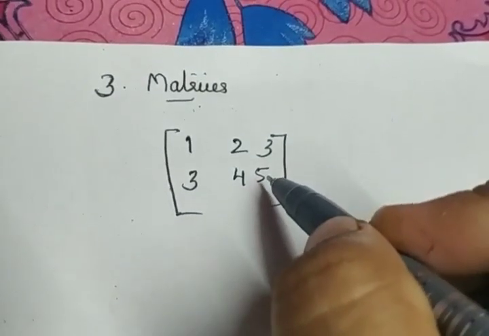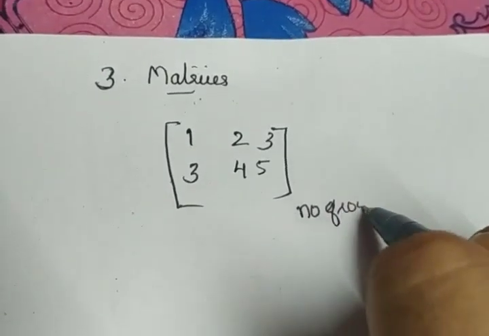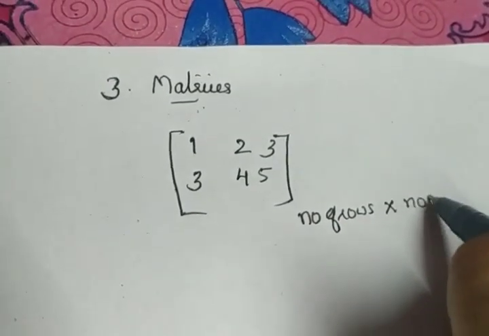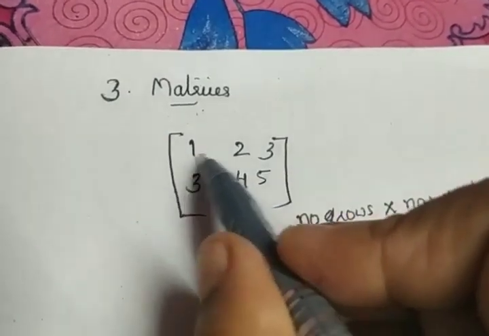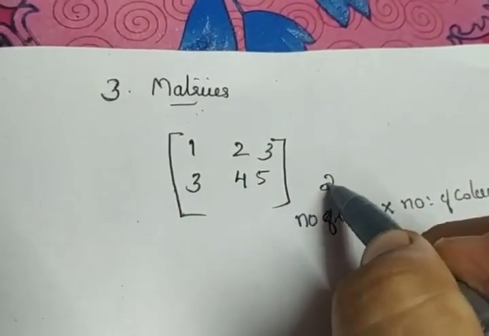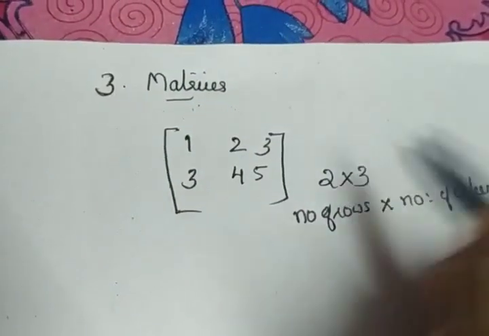It has an order. How will we say the order? The order we will say as number of rows into number of columns, and we will read it as number of rows by number of columns. How many rows are there in this matrix? 2. But what about the number of columns? 1, 2, 3. So this was the order of the matrix.